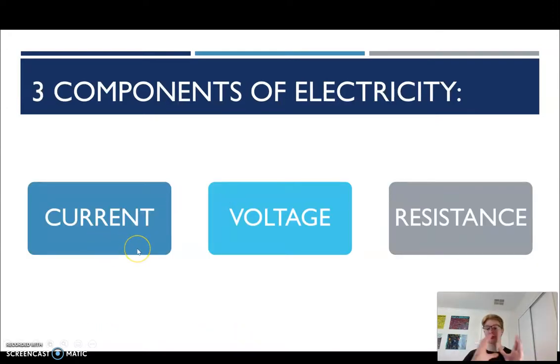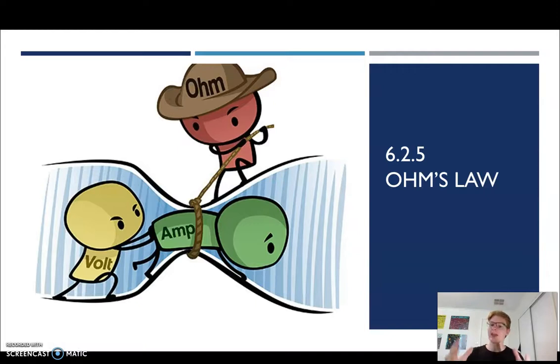So those are the 3 components of electricity that we're going to look at, and you'll notice that these 3 components are very dependent on each other. You know, the current increases when the voltage increases, the current decreases when the resistance increases. They relate to each other a lot. The way in which these 3 components relate to each other, that is the focus of this lesson. And we can measure how they relate to each other using Ohm's law.